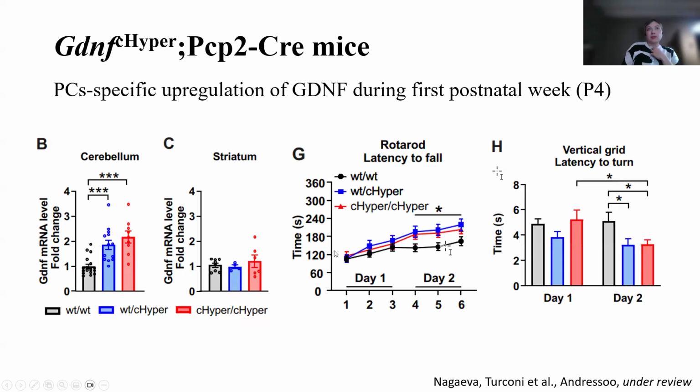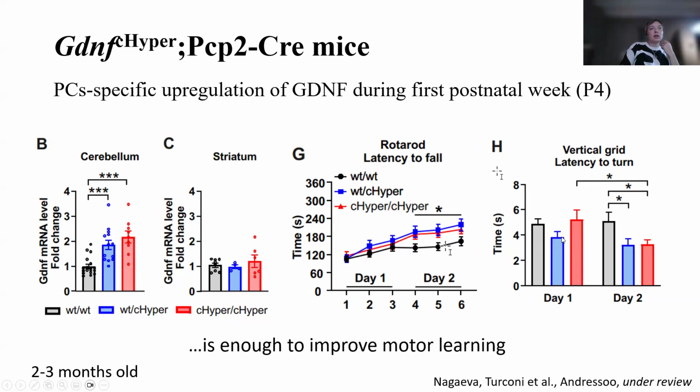And we tested these animals similarly in the rotarod and the vertical grip test. And we saw that now these animals do not perform better in the vertical grid and neither in the rotarod, but they actually learn better during the second day of each test. So they perform better on the second day of rotarod and better in the vertical grid. These animals were around 2 to 3 months old. Basically, upregulation in the Purkinje cells is enough to produce this improved motor learning.